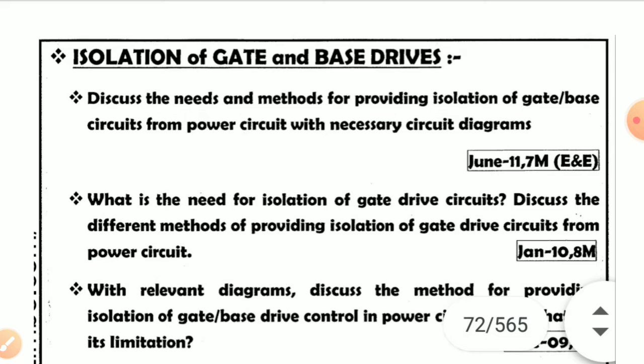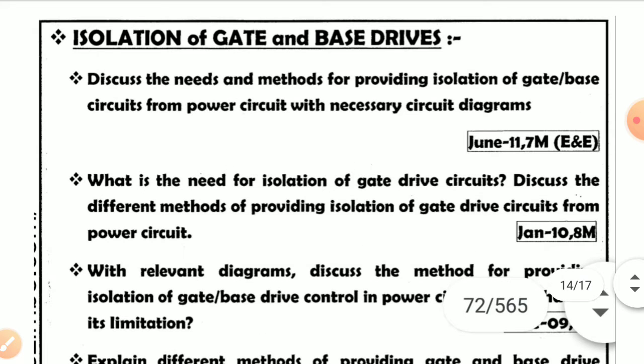Now, in this session, we'll discuss the isolation of gate and base drive circuit. There should be an isolation between the gate and base drive circuit in case of BJT or in case of MOSFET. Isolation means to separate the drive circuit from the main circuit, or to separate the base circuit from the main circuit. That is called isolation of the circuit.